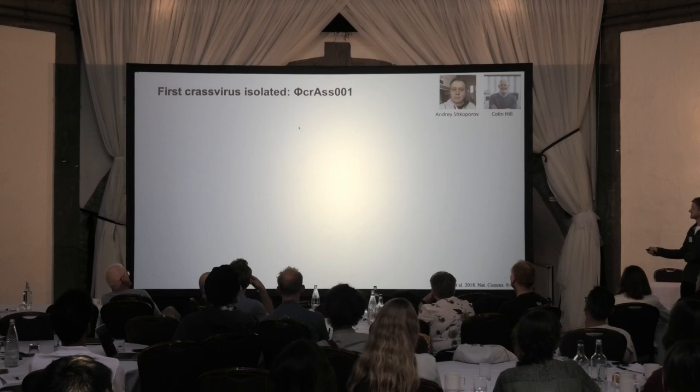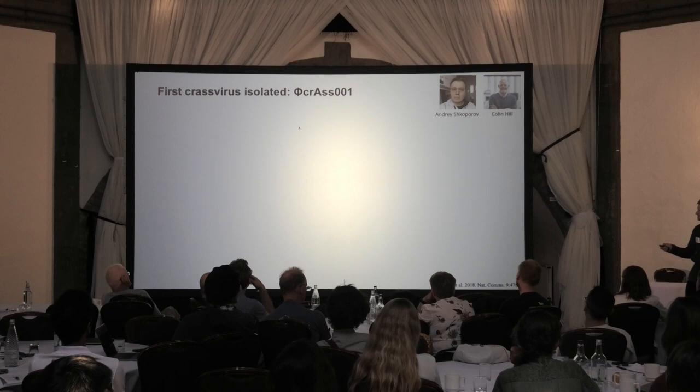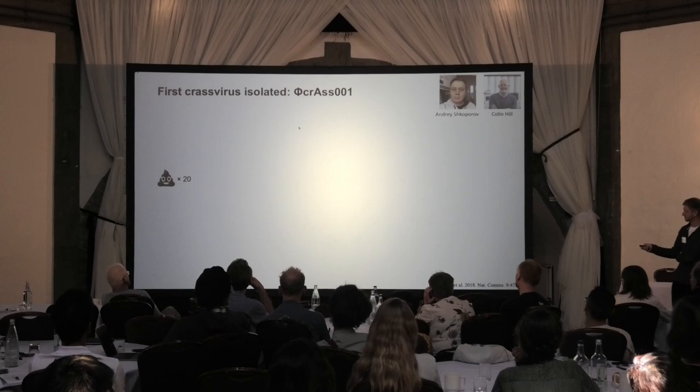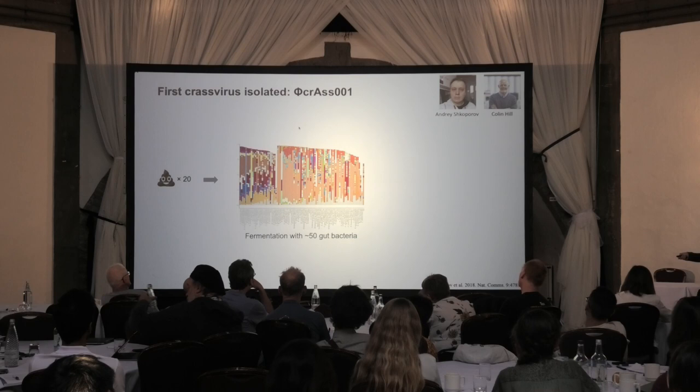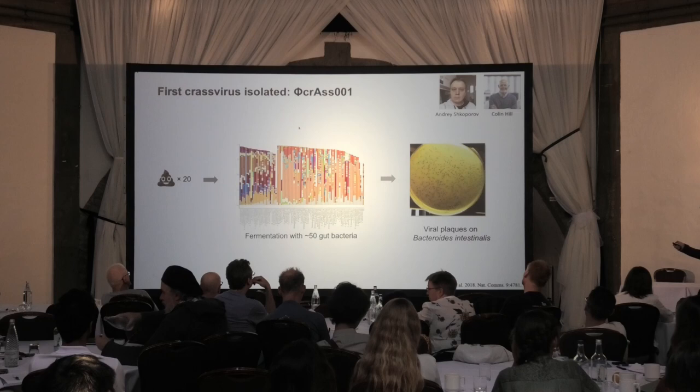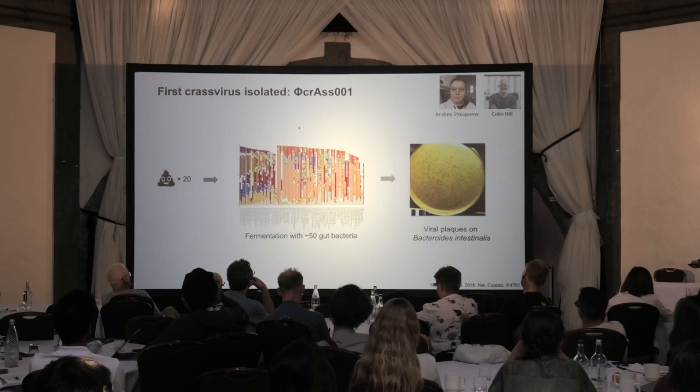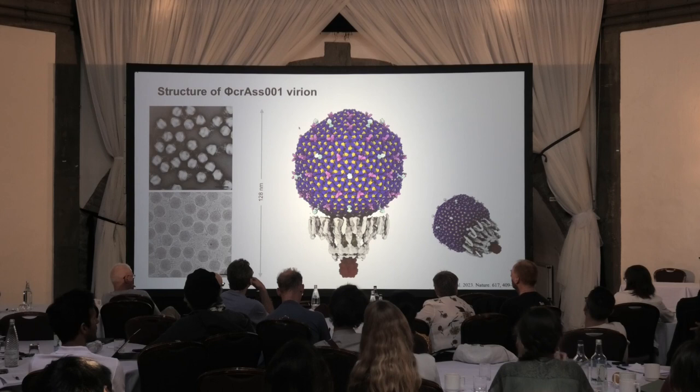So in the group of Anders Cockerell and Colin Hill at University College Cork, they set about isolating the first example from samples from humans. So they collected these samples and they fermented them against around 50 different gut bacteria, either from public repositories or ones that they had isolated. And then eventually, after several rounds of enrichment, they got viral plaques on the particular strain Bacteroides intestinalis. And so that allowed us to carry out the first structural and biochemical characterizations of one of these viruses.